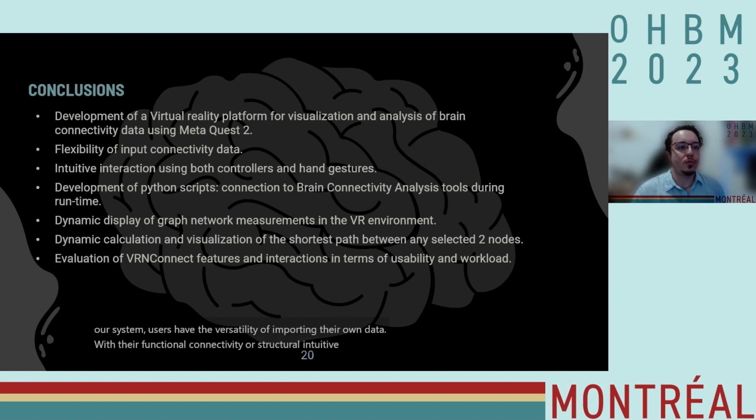Intuitive interaction using both controllers and hand gestures, allowing users better understanding and convenience of using either hands or controllers. Development of a Python script running in the background, allowing connection to brain connectivity analysis tools during runtime. Dynamic display of graph network measurements such as node strength, degree, and clustering coefficient alongside the regional information of the nodes in the VR environment. Dynamic calculation and visualization of the shortest path between two nodes. Evaluation of the VRNConnect features and interactions using both hands and controllers in terms of usability and workload.